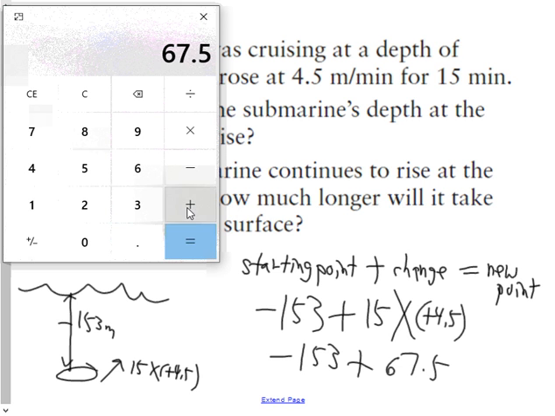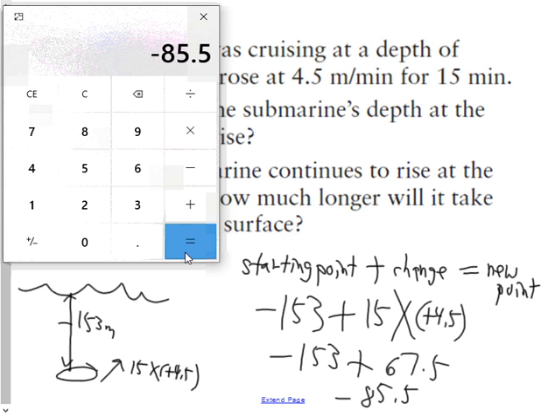I'm going to combine that with the original depth of negative 153. And that means the current depth of the submarine is 85.5 meters underwater.